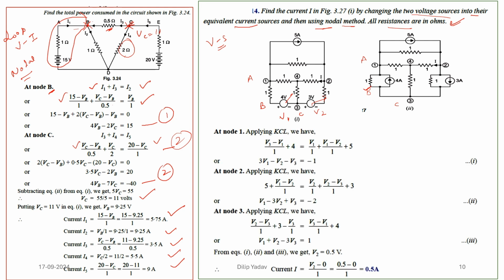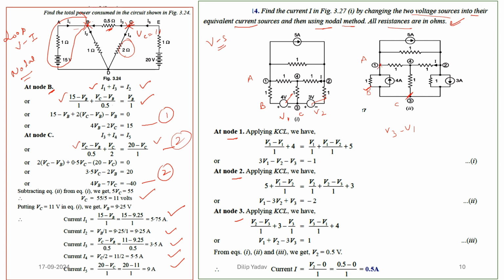Now we have different nodes. If we apply nodes 1, 2 and 3, there are 3 nodes. A node is defined as a point where two or more branches meet each other. If we are not considering the third node, we will consider the fourth. We will write it like this: V1, V2, and V3. We have V3 minus V1 divided by 1.